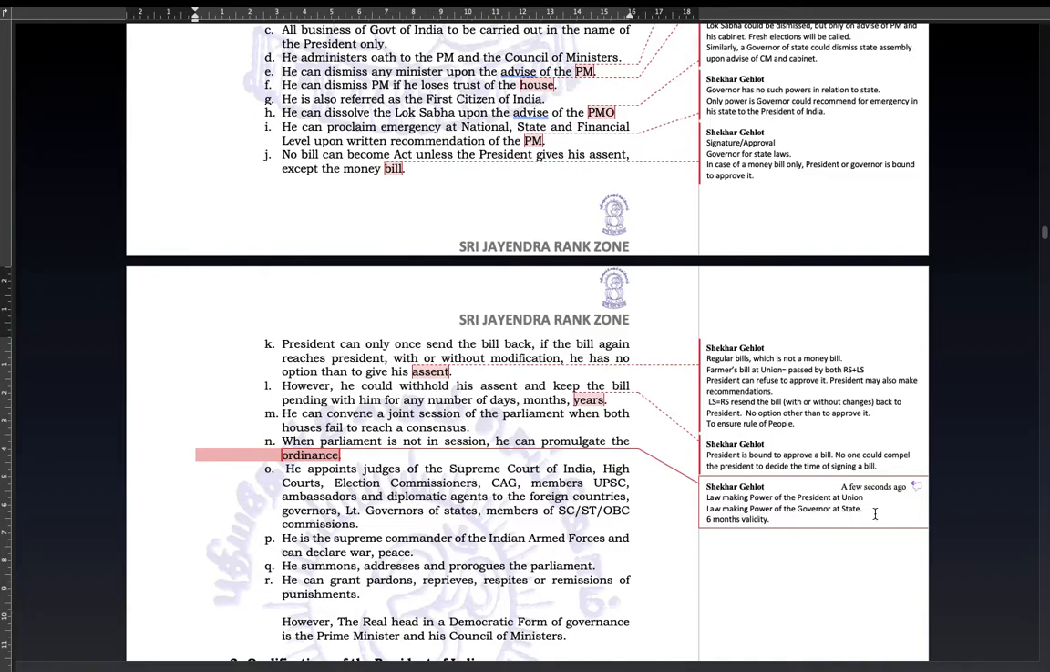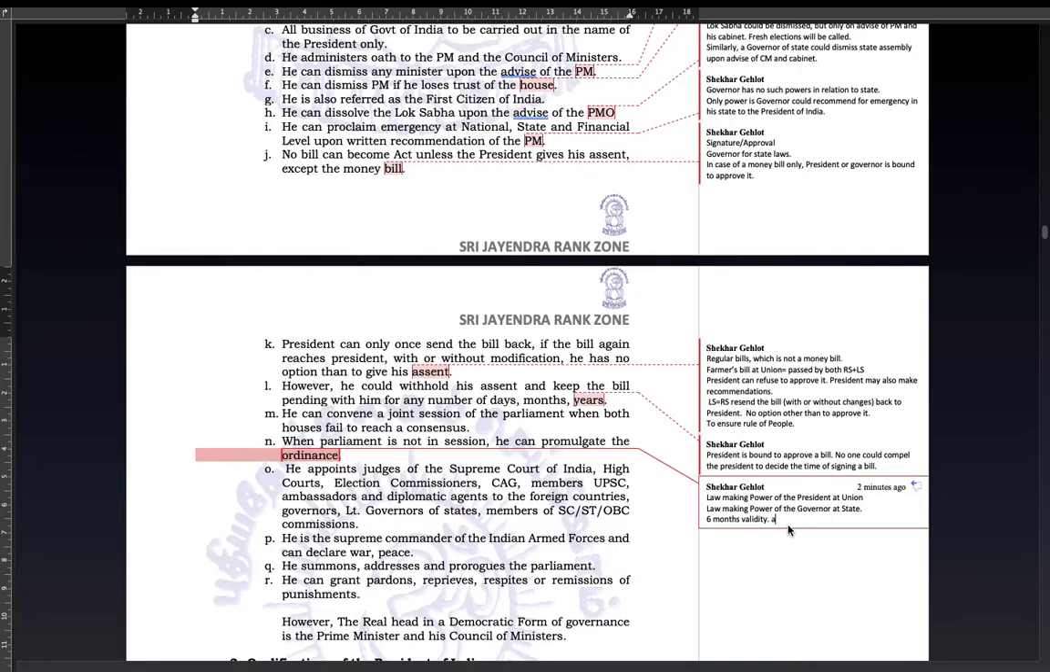Okay, 6 months validity only. He'll pass that law and that law will become operational from the date of promulgation of the ordinance, and it will remain valid only for 6 months. Why? Because within 6 months a session of the parliament will be convened and then parliament will decide whether to make this ordinance a law or not. If the parliament refuses to accept this and make this a law, the ordinance will lapse, or if the parliament does not take any decision, then also the ordinance will lapse.